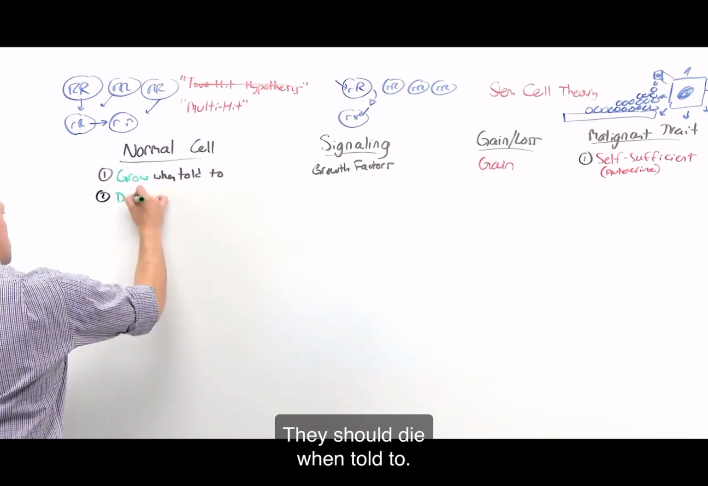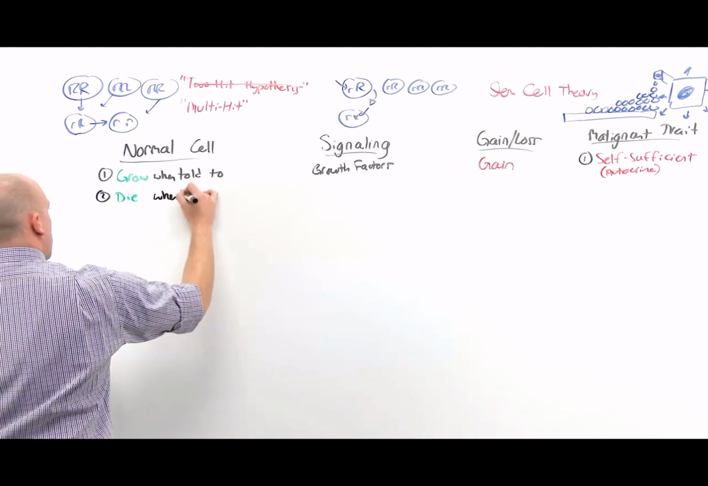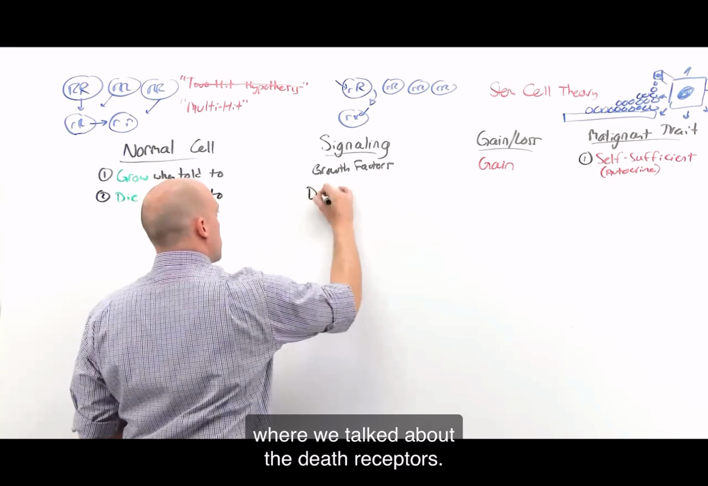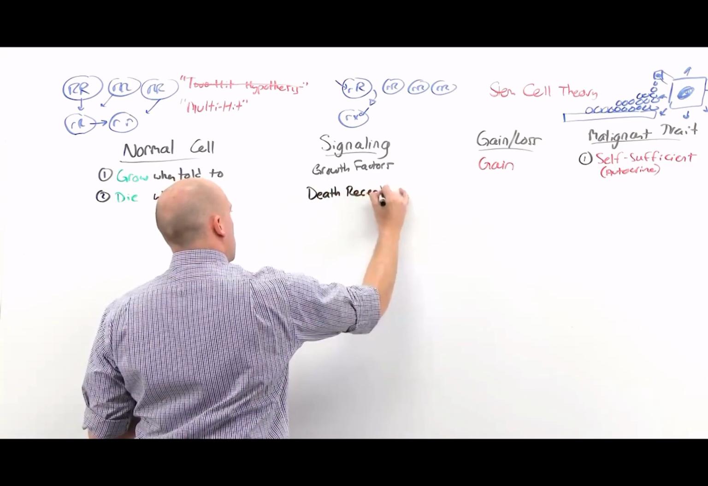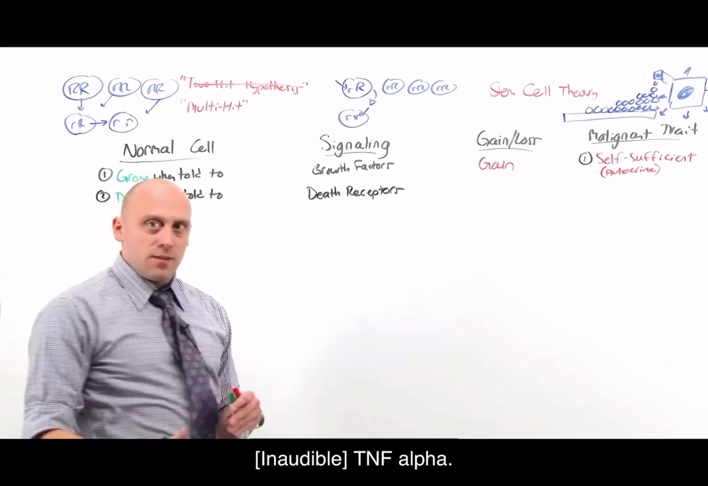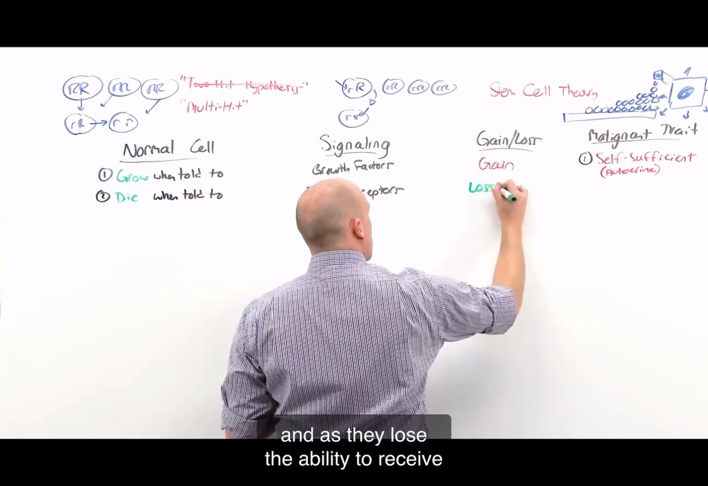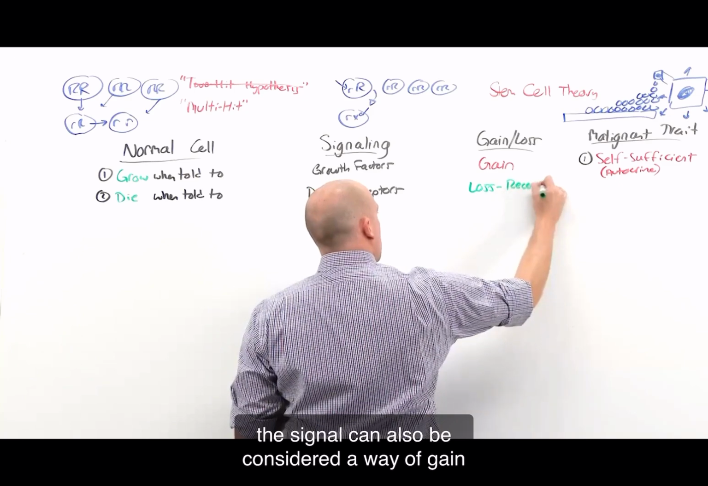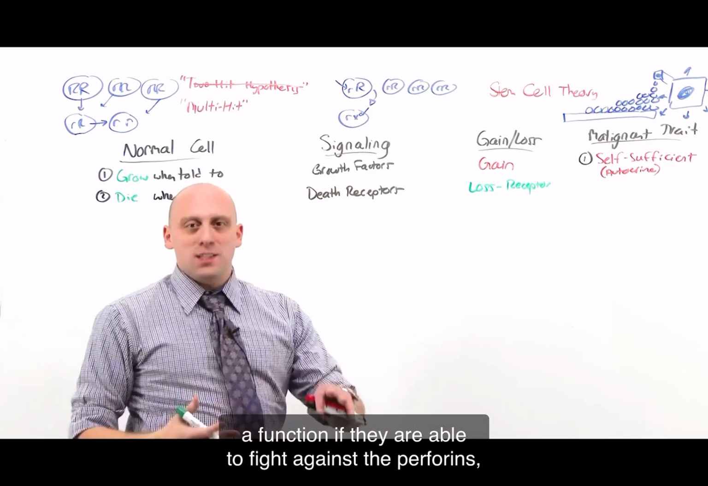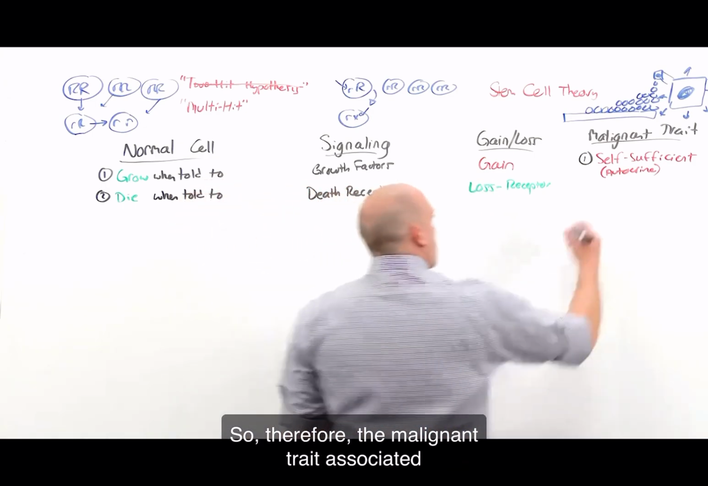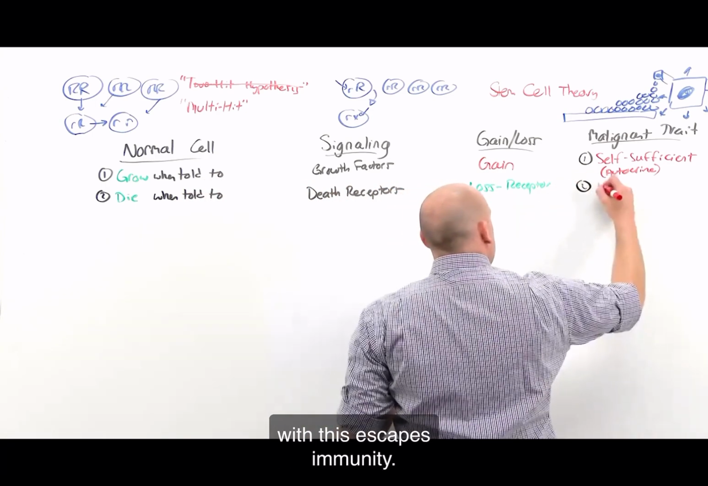They should die when told to. The signaling method here was, again, in apoptosis, where we talked about the death receptors. These are perforins, granzymes, Fas ligand, TNF-alpha. In general, these are considered a loss of function. That is, they lose the ability to receive the signal. It can also be considered a way of gain of function if they're able to fight against the perforins, but I want you to think about this as a loss of function of the activity of the receptor. So therefore, the malignant trait associated with this is escapes immunity.